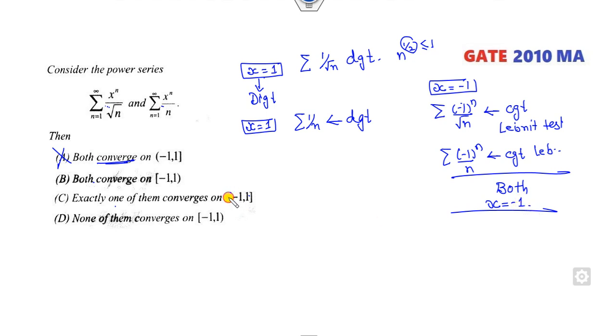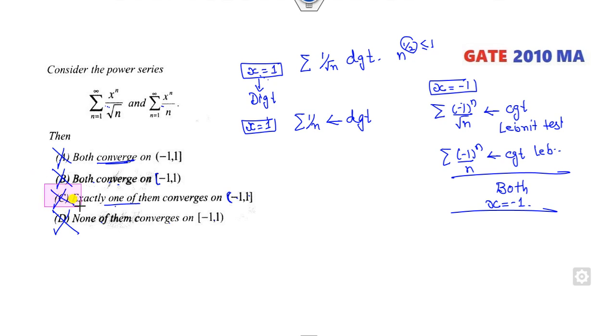So you can see this is an open interval at minus 1. The option that both converge on the closed interval with 1 is wrong. Both converge at x equal to minus 1, fine. But both converging at x equal to plus 1 is wrong. None of them converge there. Is it true? None of them is convergent on this. Again it's cancelled out.